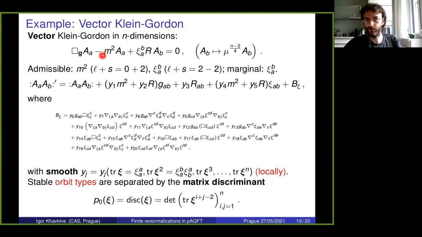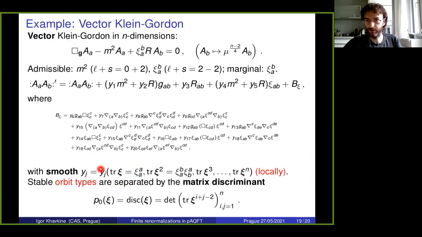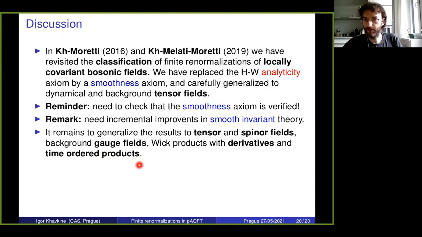And here's an example that could not be considered with the methods of Hollands and Wald at all, because we're dealing with a vector field. So it's a massive vector field satisfying the massive Klein-Gordon equation. And we can do the same thing. We can do a precise characterization of the finite renormalizations of the Wick products of these fundamental vector fields. All right. There's some interesting non-trivial smooth invariant theory that goes into this, by the way. Okay, so I'm kind of out of time, I believe. So I'll stop here and let you read the conclusion slide if you like.